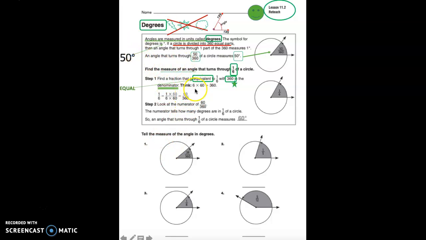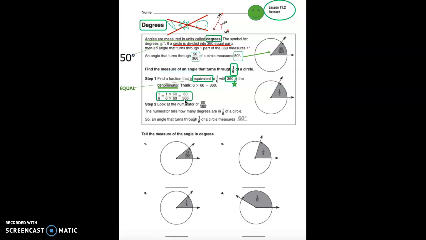Think. 6 times 60 equals 360. I know 6 times 6 is 36, and I bring over my 0. If you look below, it says 1/6 equals 1/6 times 60. Whatever I do to the numerator, I need to do to the denominator. So 1 times 60 equals 60, and 6 times 60 equals 360. Now I have a denominator that has 360.